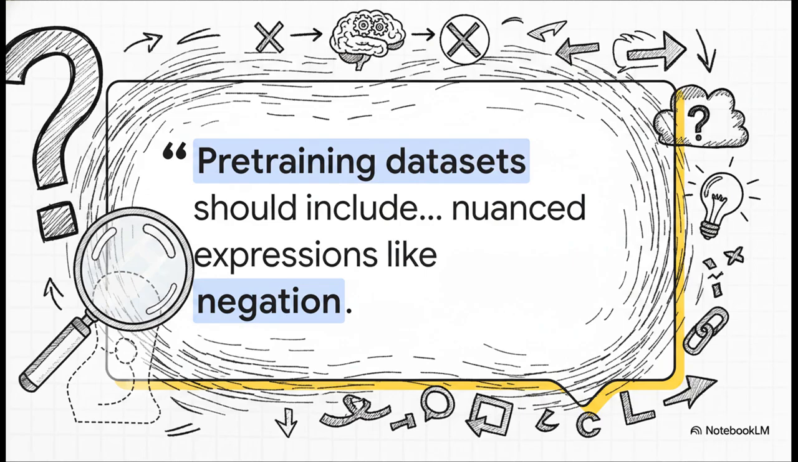Ultimately, this paper's central contribution is proving definitively that standard contrastive learning fails at syntax and providing the community with a robust benchmark to measure it. As the authors put it, pre-training datasets should include nuanced expressions like negation. It leaves us with a really provocative question. Until we design new architectures that inherently understand the invisible, the negated, the things that aren't there, can we truly achieve reliable multimodal AI?